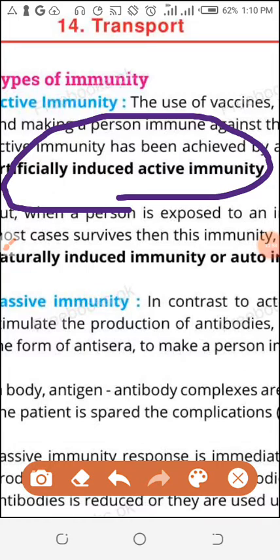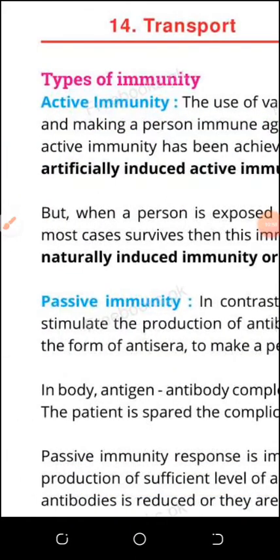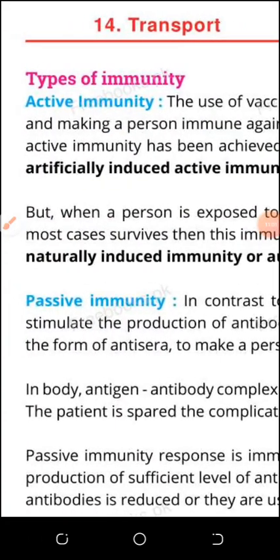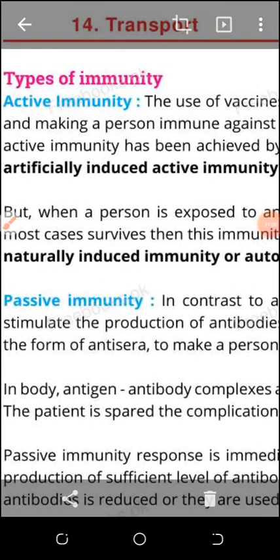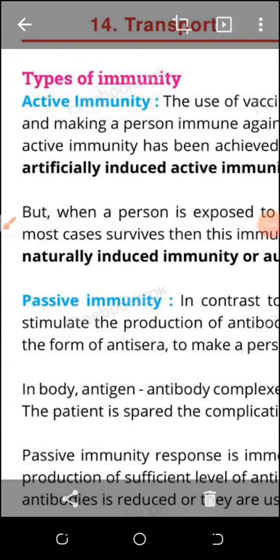Now I will talk about naturally induced immunity. Naturally induced immunity means that naturally, without any medicine, without any vaccine, antibodies are currently being produced in our body, so these are natural because they are not artificial. For example, bacteria goes into your body, you are healthy, but still, why are you healthy? Your immunity system.